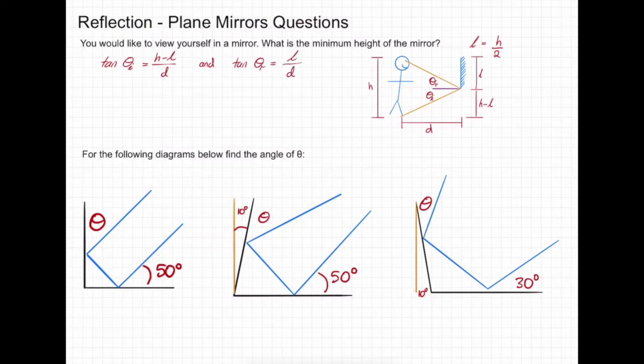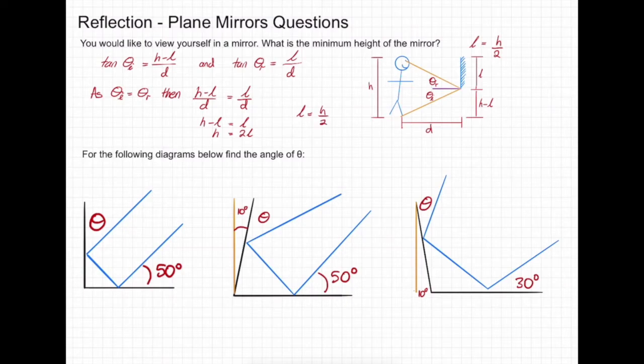However, we also know that the angle of incidence is equal to the angle of reflection. This means that tan of the angle of incidence and tan of the angle of reflection are going to be equal to the same thing. That means the height minus the length divided by the distance is going to be equal to the length divided by the distance. Multiplying both sides through by d gives us the height minus the length is equal to the length, which gives us height is equal to 2L. That gives us that our length is equal to height divided by 2.